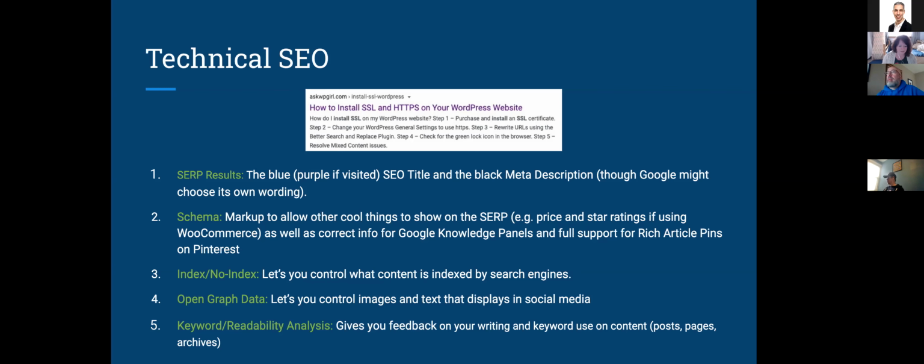Schema markup allows you to show other cool things on the search engine results page. If you have a product, it will show the price of the product. And if you have reviews enabled, it will show the star ratings. The Yoast free plugin also allows correct information to show up in the Google Knowledge panels and provides support for rich article pins on Pinterest. And that's kind of new to April 2020, that Yoast spent a lot of time working on the schema.